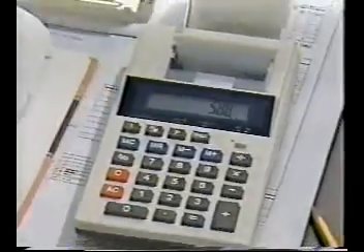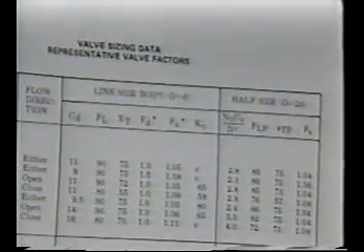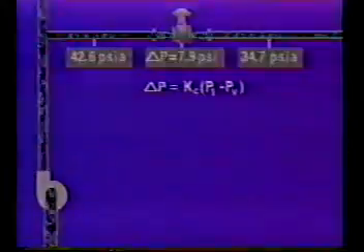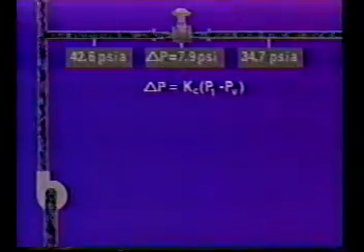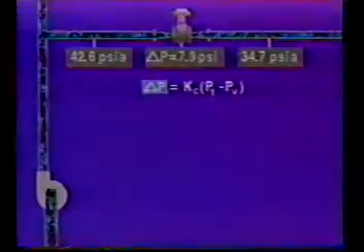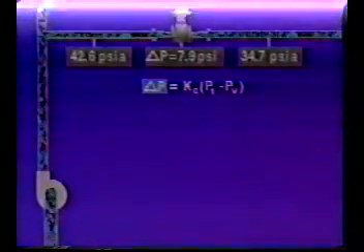We'll look at one method that may be used to estimate when cavitation will occur. This method relies on the use of an experimentally determined cavitation index, K sub C, that is available for many valve styles. The published value for our valve is 0.3. This is the formula we'll be using. As you can see, the pressure of the fluid at the valve inlet, the vapor pressure of the fluid, and the cavitation index are used to calculate a differential pressure. This is an estimate of the differential pressure across the valve at which cavitation will begin.